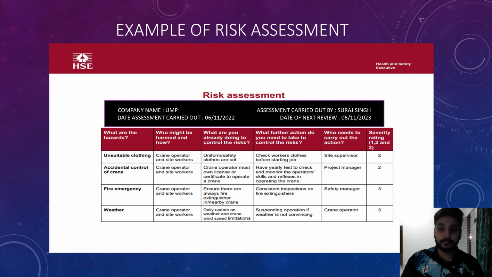Next is the example of the risk assessment as we have done. You can see in this risk assessment we have our company name, which is under UMP, the assessment carried out by the person's name, the date of assessment, and the date of the next review, which is very important. And below are the following guidelines or SOPs that they need to follow.